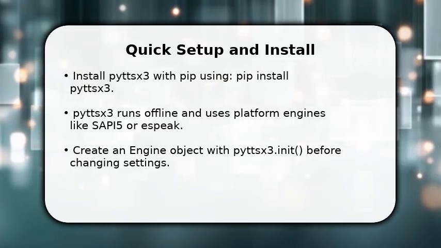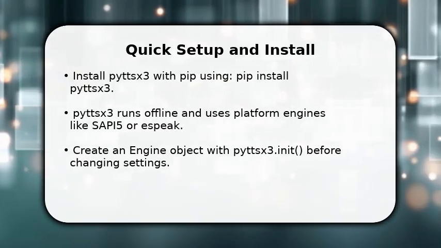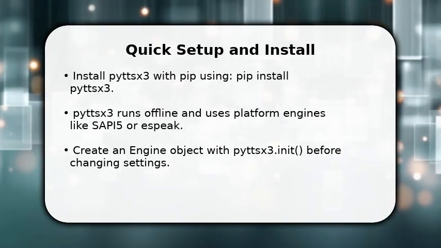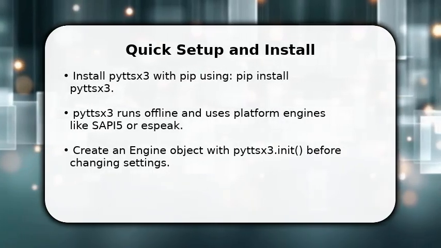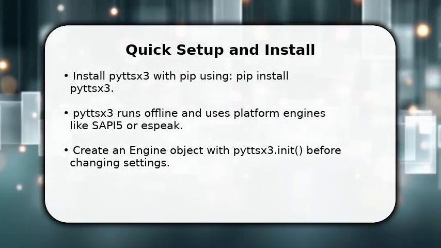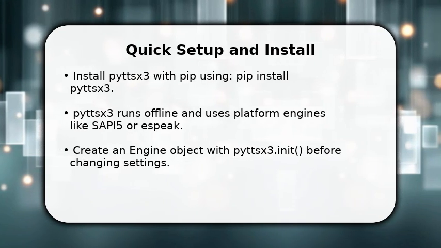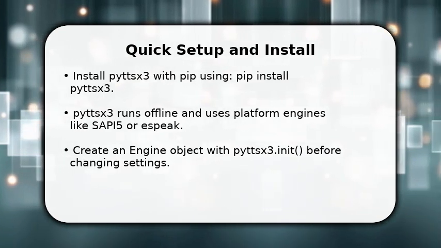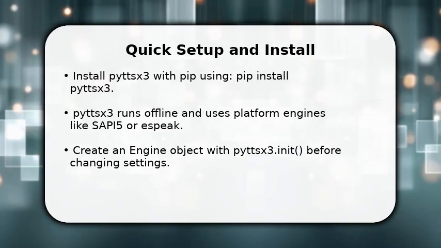Open your Python file and import pyttsx3 with import pyttsx3. Create an engine object using engine equals pyttsx3.init. In it, initialize any variables you need before adjusting voice, rate, or volume properties for immediate testing and playback.